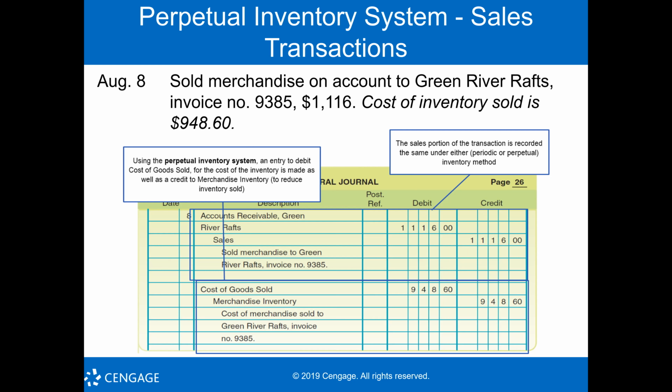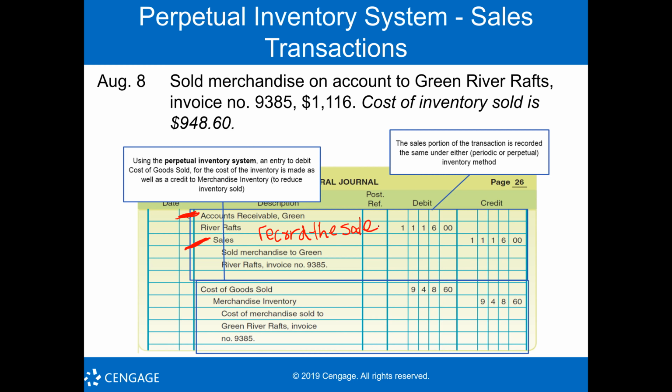With this transaction under the perpetual inventory system, we have to record not only the sale on account. We sold merchandise on account, and that's a debit to accounts receivable, a credit to sales revenue. This is to record the sale.